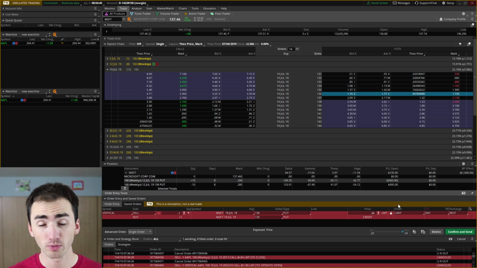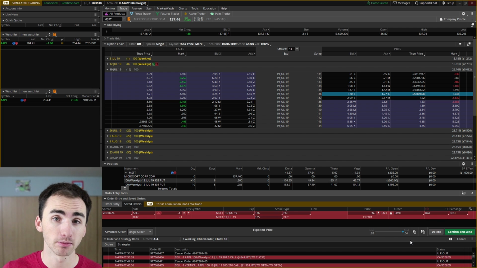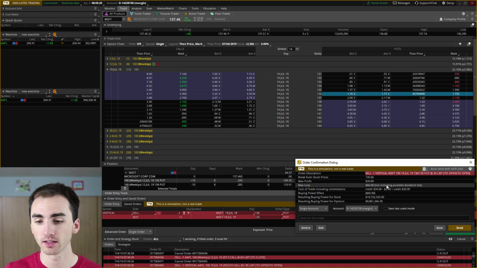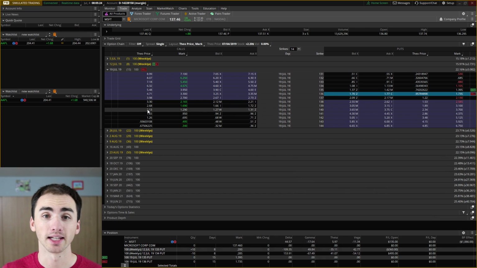But in the long run, let's say you sell this for $340, you just do 10 of these, and then you instead sell this for $280, that is another huge difference. So I suggest always trying to sell at the mid price, because that is a lot of money difference when it adds up, especially over the long term or a lot of trades. And so we then click confirm and send, and it gives our max profit and our break even price, and then we send that in.